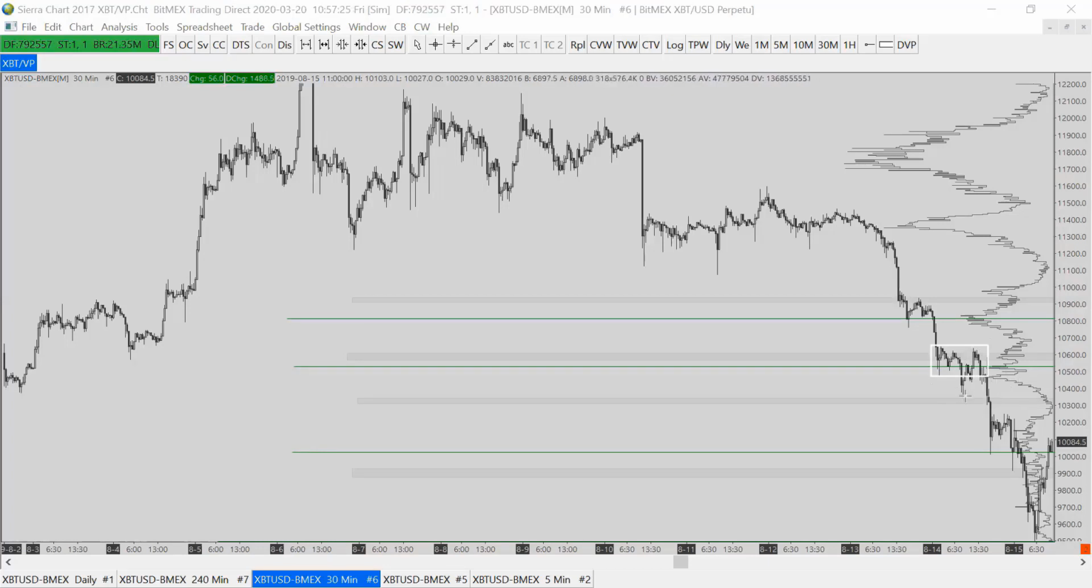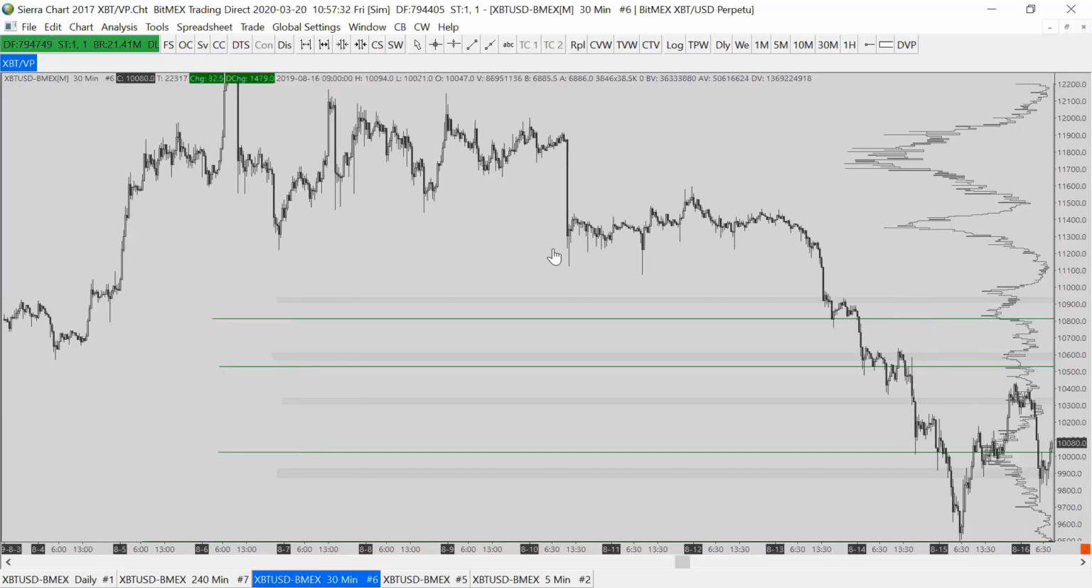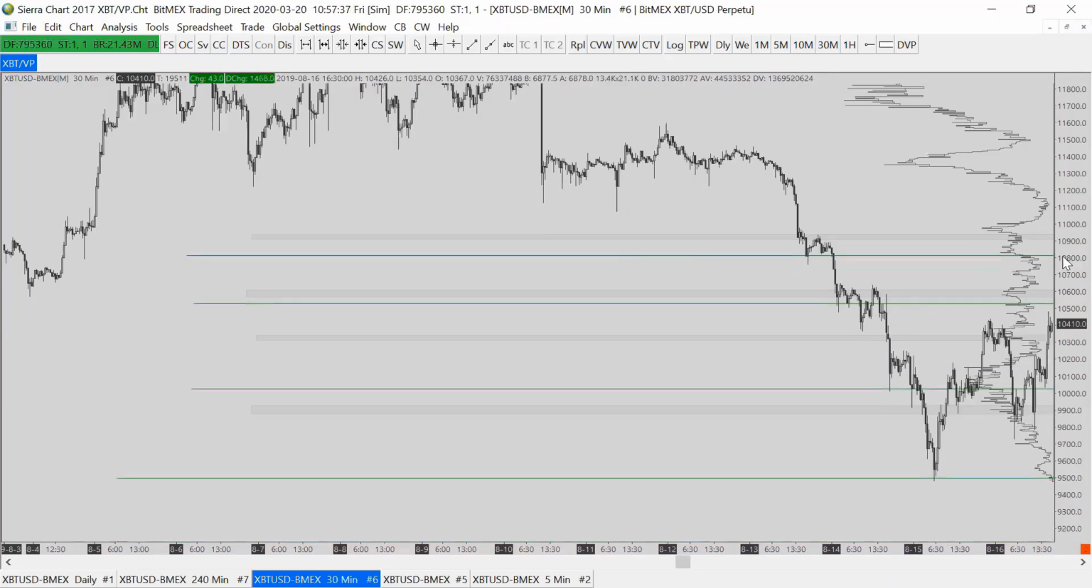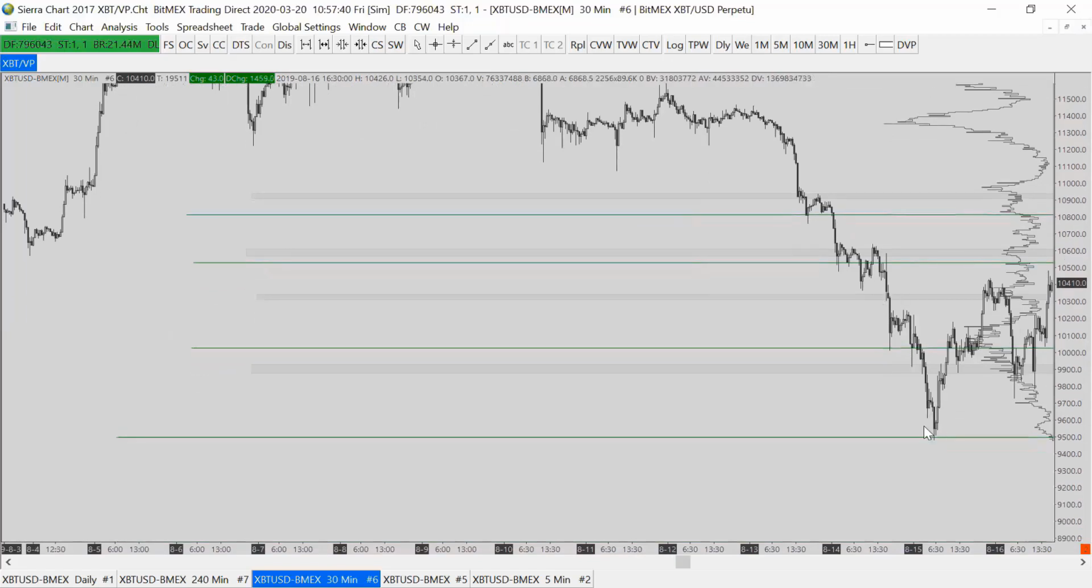And again, breaks this LVN quite easily. There's not much liquidity there. Stalls at the higher volume node here. Breaks down off that FTR, and then just drops quite quickly to this HVN down here. And that's when you get the reversal.